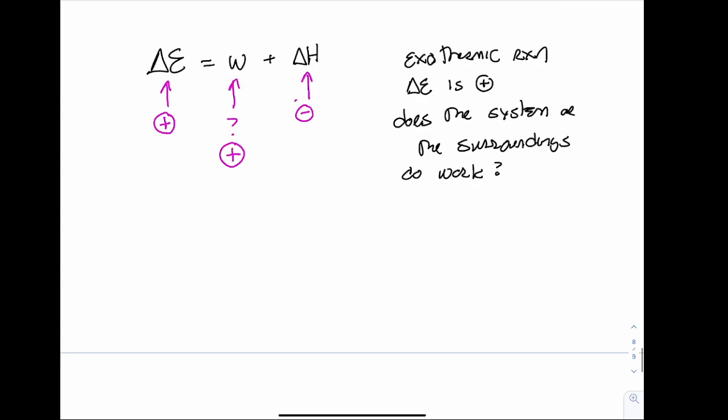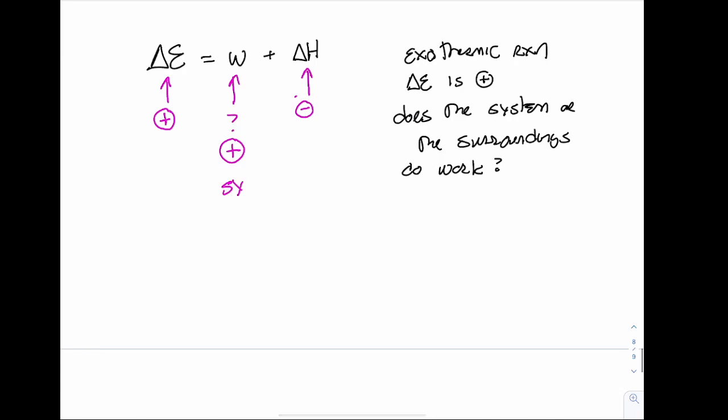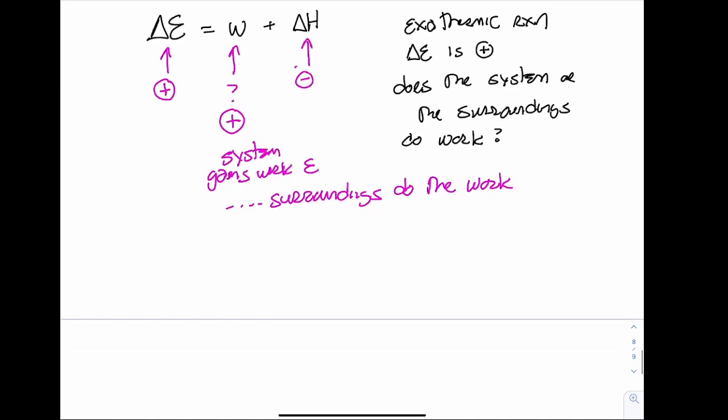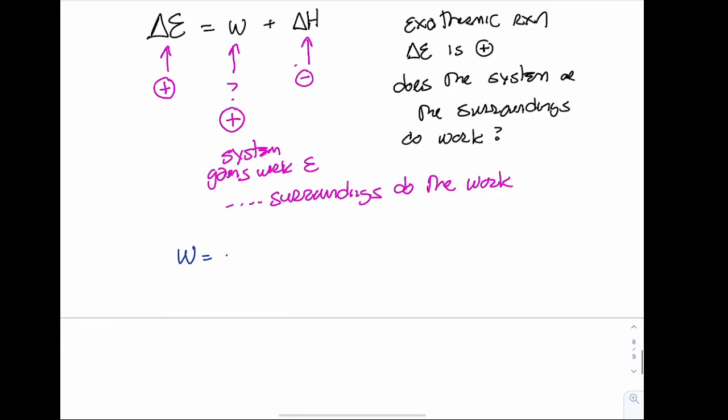And if work is positive, who's doing the work, right? If it's positive, my system gains work energy. So what that means is my surroundings are doing the work. I kind of reasoned through it a little bit differently. So if that's not making sense, like the positive and gaining might make sense, but who's doing the work, the system or the surroundings, that part could be a little confusing. It has been for me in the past.